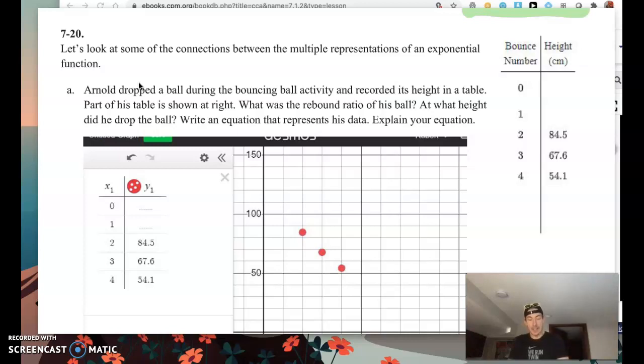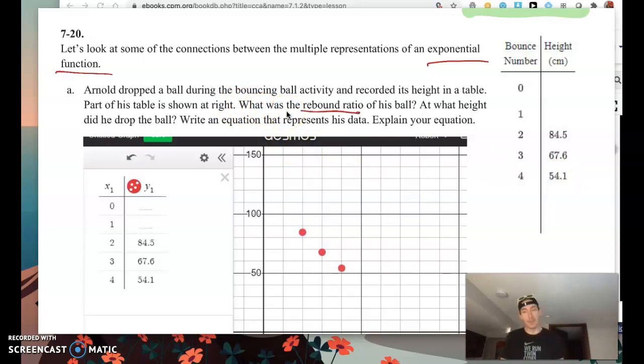It says in 7-20 from section 7.1.2, let's look at some of the connections between multiple representations and an exponential function. So I'm going to take that and I'm just going to run with it. We are dealing with an exponential function. We remember the ball drop example or activity from earlier in the course. And we've got a graph and we've got a table, and we're asked about this thing called a rebound ratio.